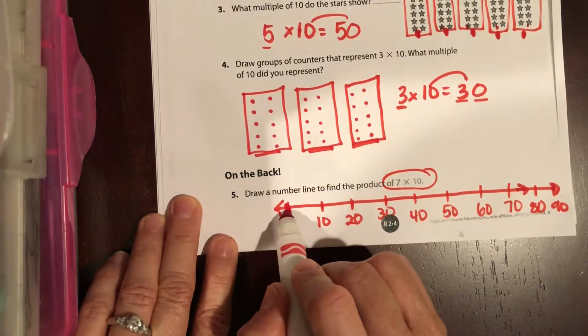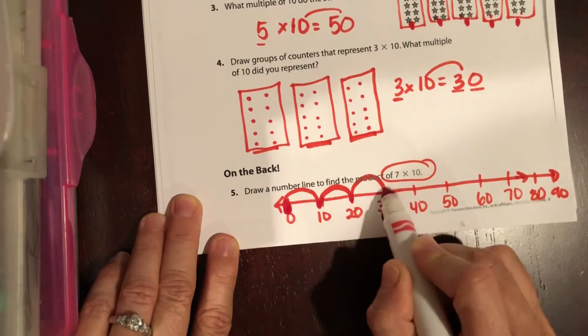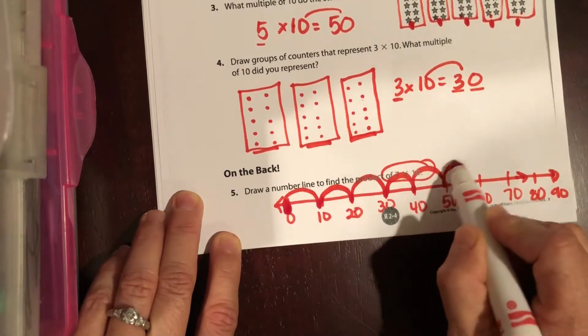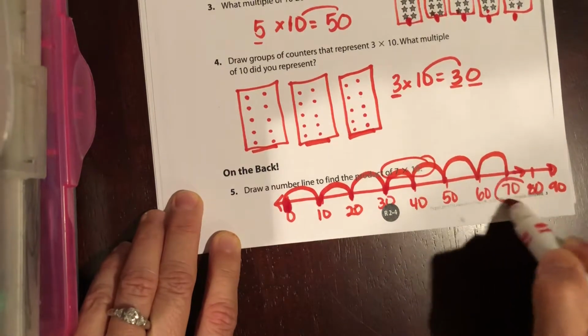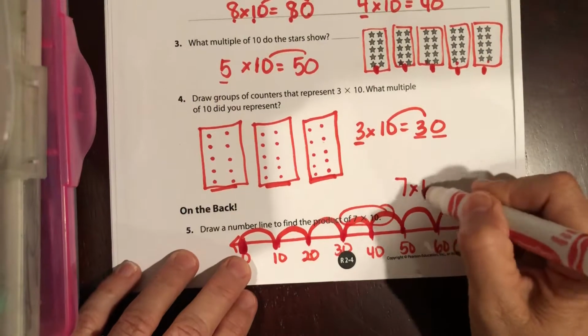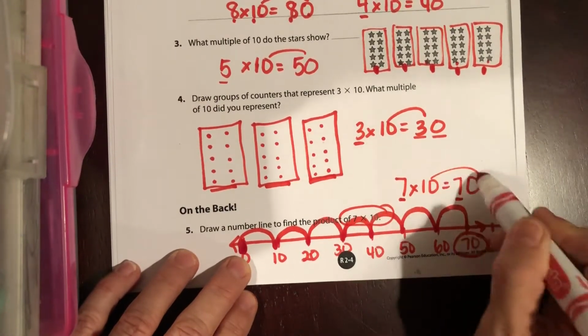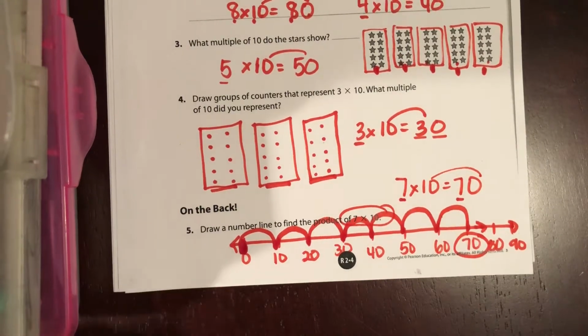So you're going to count 7 groups of 10. 1, 2, 3, 4, 5, 6, 7. Where did you end up? Should be 70. So 7 groups of 10 equals 70, which goes with our pattern of write the 7 down and bring the 0 over. Okay? Very good job.